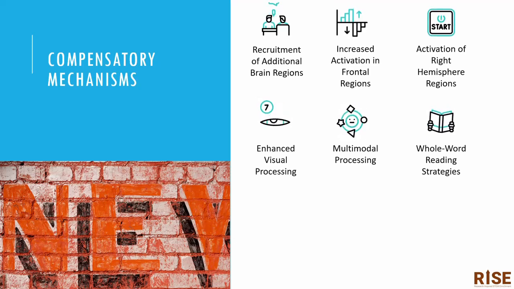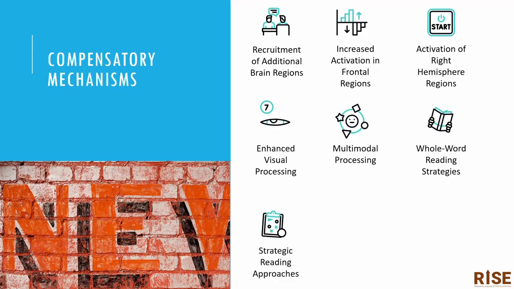This strategy can be effective for reading familiar words, but may pose challenges with unfamiliar or non-phonetic words. 7. Strategic reading approaches. Compensatory mechanisms often include the development of strategic reading approaches. This may involve using context, predicting content, and relying on contextual cues to infer the meaning of words. Strategic reading helps compensate for difficulties in decoding.